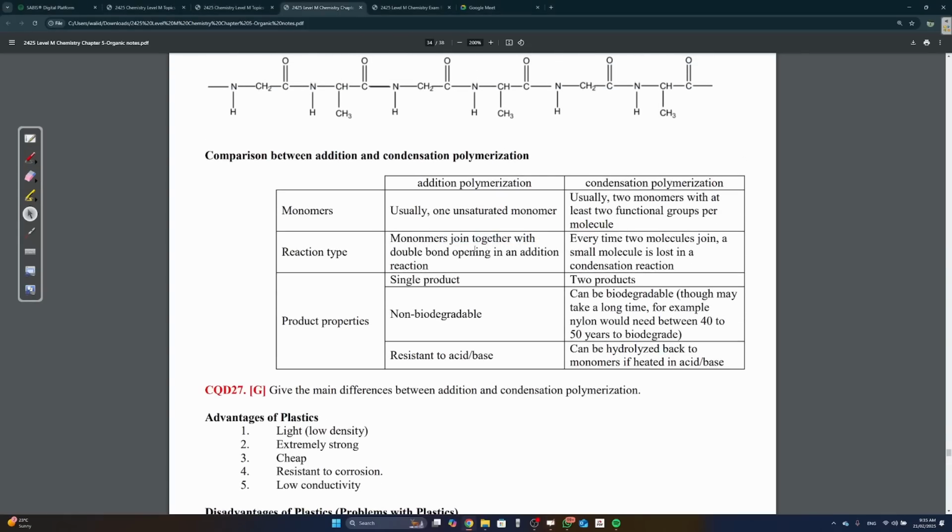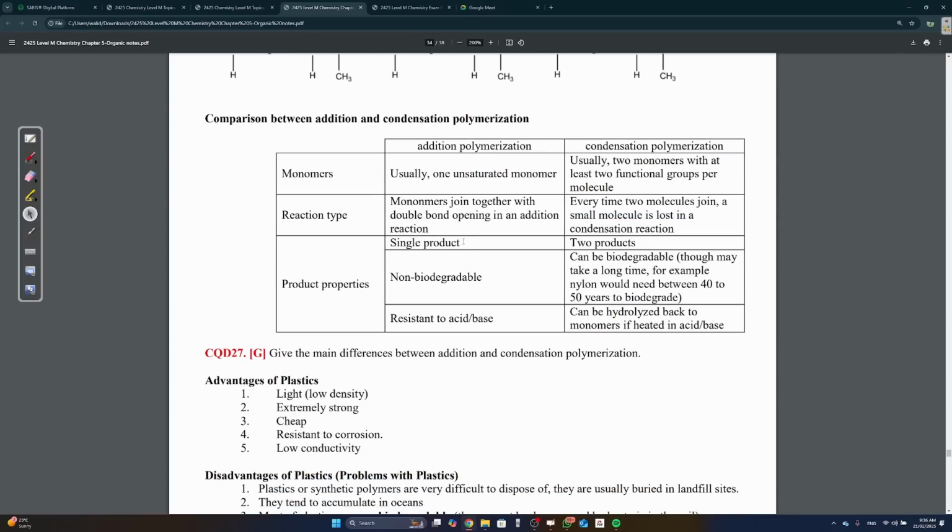Reaction type, monomers joined together with double bond opening up in an addition reaction, right? Remember, we break down the double carbon bond. In condensation, every time 2 molecules join, a small molecule is lost, and usually what is that small molecule? Water. Product properties, obviously it's a single product. In condensation, you have 2 products. Remember, you have the actual molecule itself, the repeating unit, as well as the molecule lost, which is usually water.